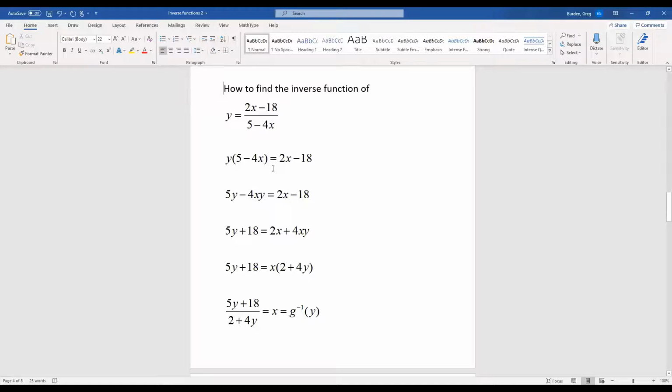So frequently in mathematics, if you're not sure what to do, just consider your possibilities. You probably only have one or two possibilities. Choose one of them and see what happens. So if we multiply it out, we get y times 5 minus 4x: 5y minus 4xy.